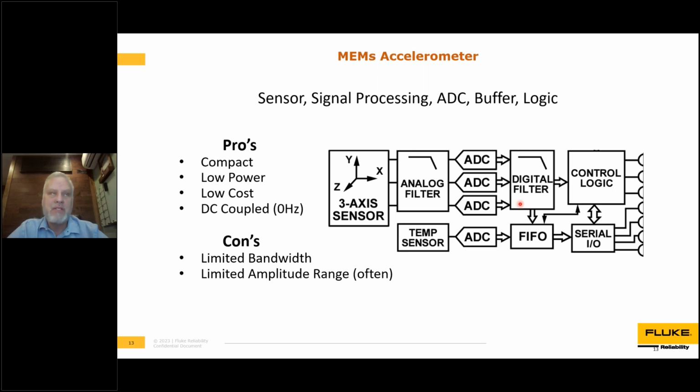The pros: it's compact, it's low power, low cost. They're DC coupled. We'll kind of circle back to that. The cons are they do have limited bandwidth in the high frequency range, and they have oftentimes limited amplitude range, because they don't have quite the depth of, or nearly the depth of dynamic range that a piezoelectric accelerometer does, not currently, not with our current technology. They oftentimes, again, get amplitude limited, and that's something everybody should consider.